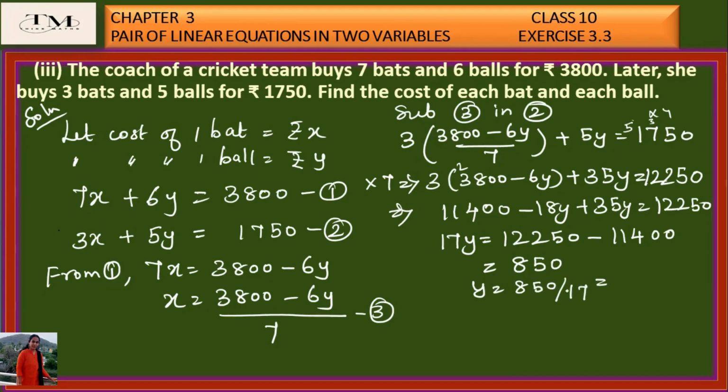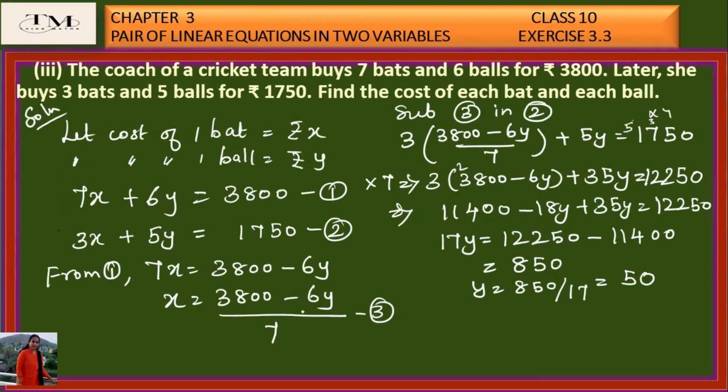So when you divide by 17, I think 85 times it is 85. 5 sevens are 35, balance 3. 5 ones are 5, 5 plus 3, 8. So 5 into 17 is 85. So 5, here 1 0 is there. So we got y is equal to 50.